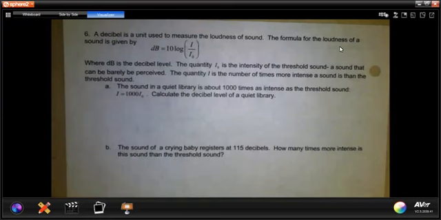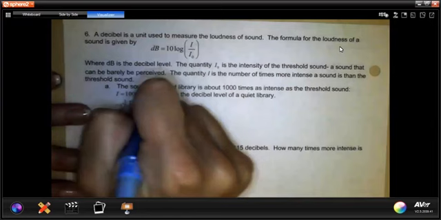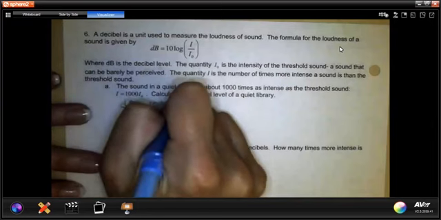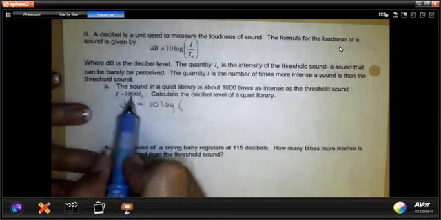Calculate the decibel level. So if our decibel level, dB, was equal to 10 times the log of our I here, they told us, was 1,000 times I naught.